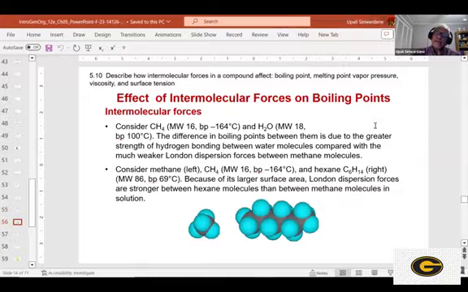Boiling point is affected by intermolecular forces, and also by the number of electrons. The more electrons in a molecule, the larger the London dispersion force. For example, methane has the lowest molecular weight and the lowest number of electrons. Hexane has a large number of electrons. Therefore, hexane has a larger boiling point than methane.